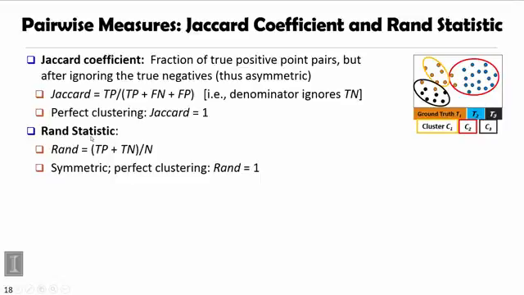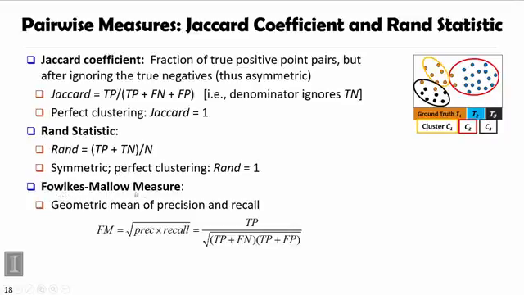For rand statistic, you take all the true cases, true positive plus true negative, divided by all the possible pairs. That means you don't ignore the negative cases. That's why if it's perfect clustering, rand statistic should be 1. It is symmetric because you treat the positive and negative cases equally.